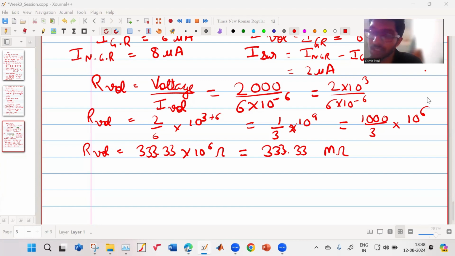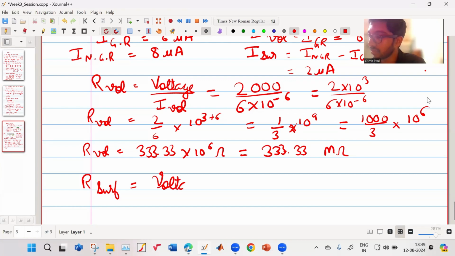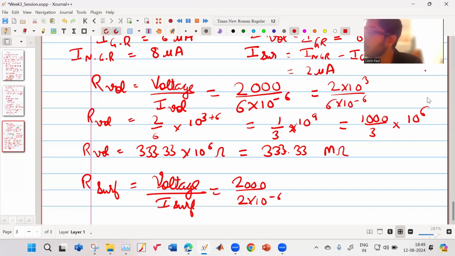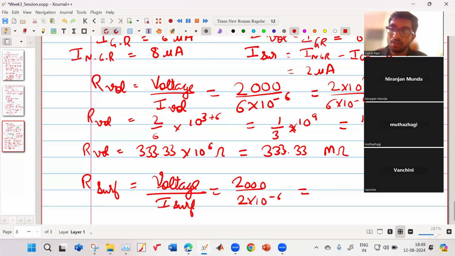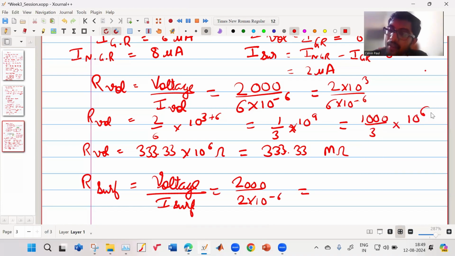Then they ask, what is the surface resistance? That is your voltage divided by your surface current. That is 2000 divided by the surface current, which we found to be 2 microamperes. So 2 into 10 to the power minus 6. So how much is this? Can you guys tell me? 1000 mega ohm, sir. Yes, correct. So it is 1000 mega ohm.